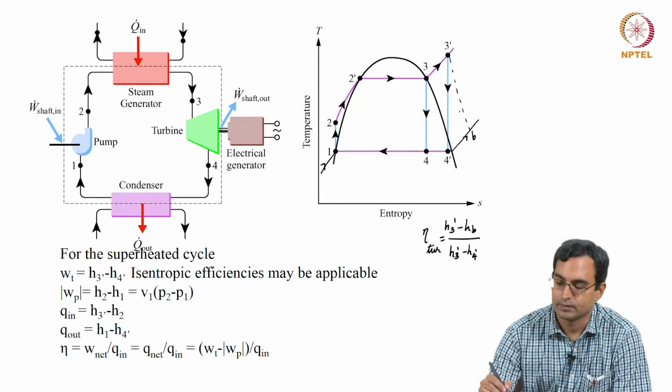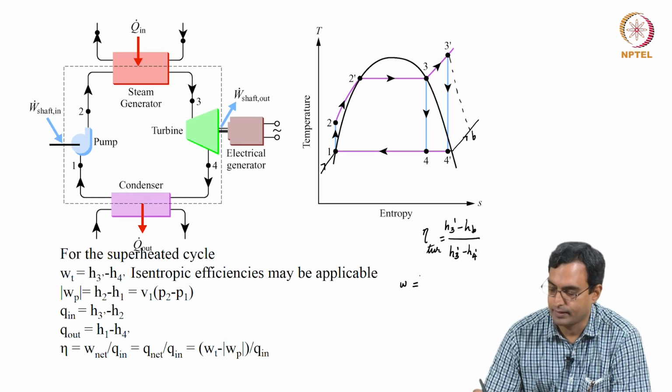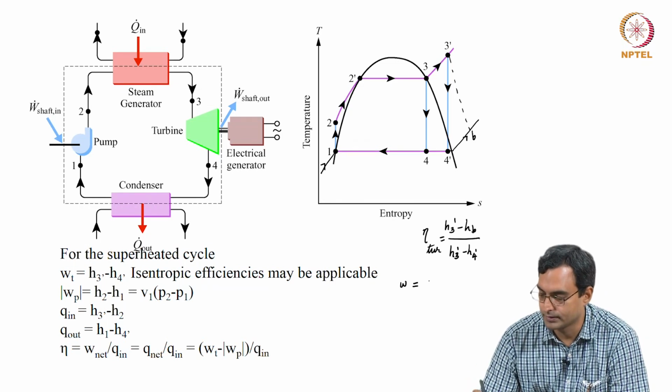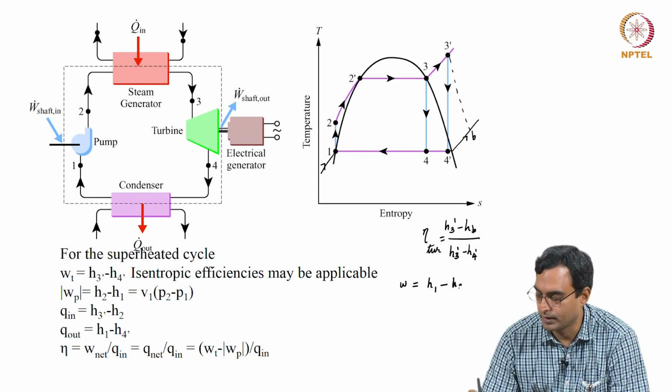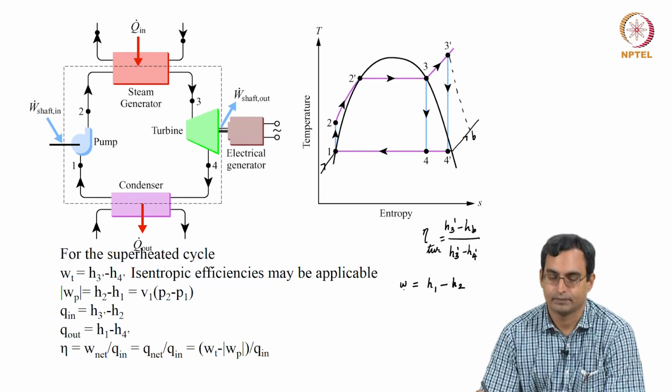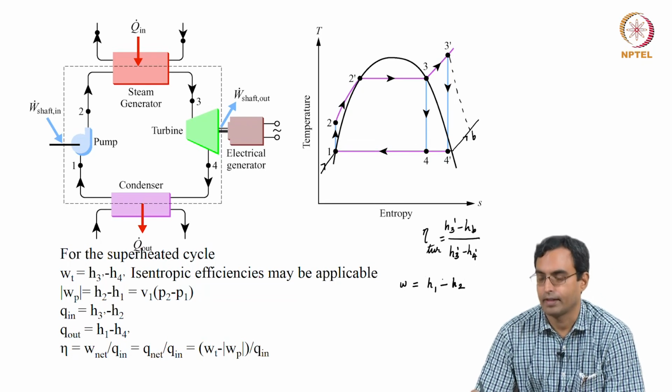The pumping work is given again as enthalpy at the inlet minus enthalpy at the outlet. So, over here 1 is the inlet, 2 is the outlet. This would be negative. So, if I want the positive value, I should take H2 minus H1.